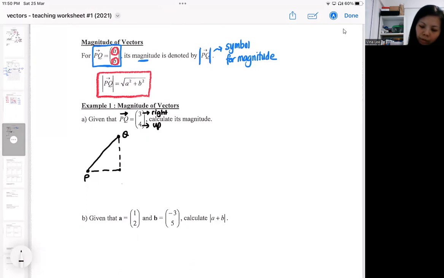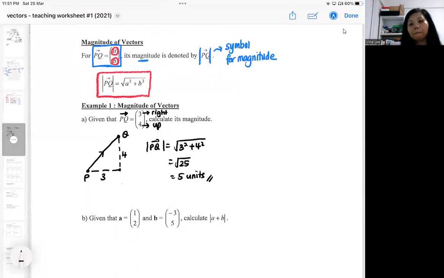So this is the magnitude. I would like to know how long this is. In terms of the Pythagoras theorem, you can just use it. So the magnitude that we are interested in is simply 3 squared plus 4 squared. So you will get 25. So that is a 5 unit vector. Okay, so that is a very direct one.